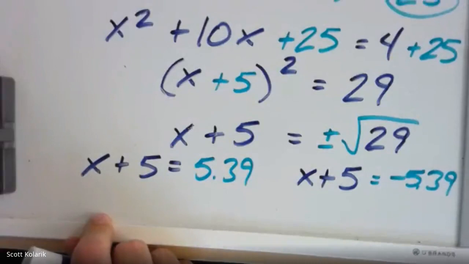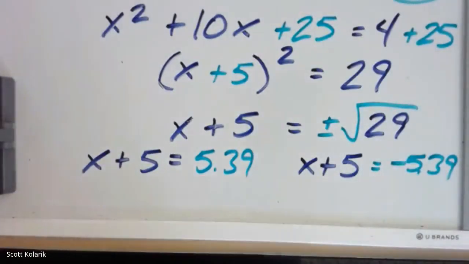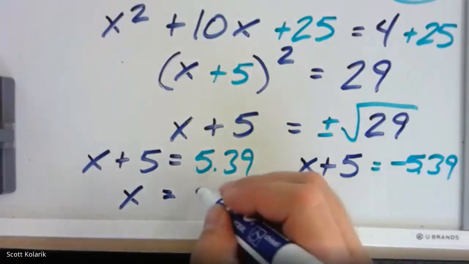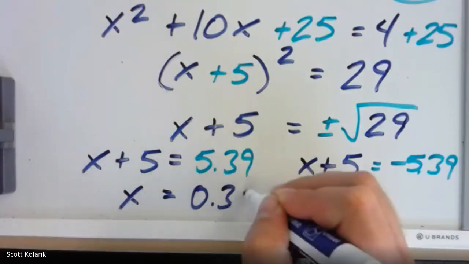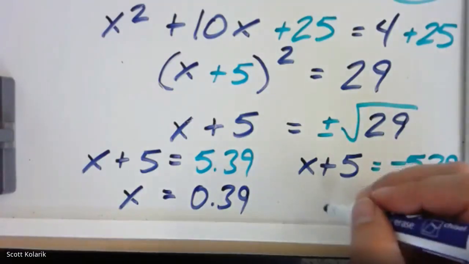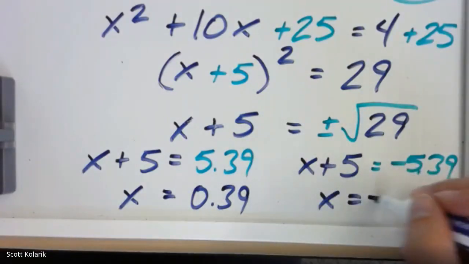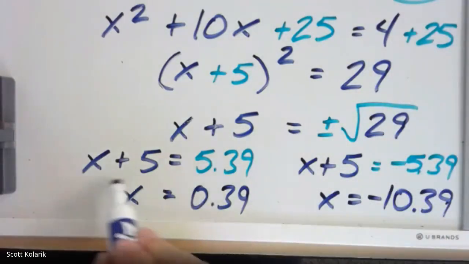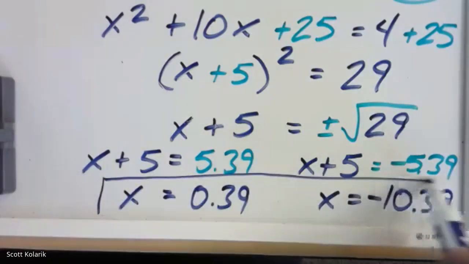So to finally solve for this guy, x is going to equal, if I subtract 5 from both sides here, 0.39. And if I were to subtract 5 from this one, I would actually make it more negative, or make it negative 10.39. And these right here will be my two solutions.